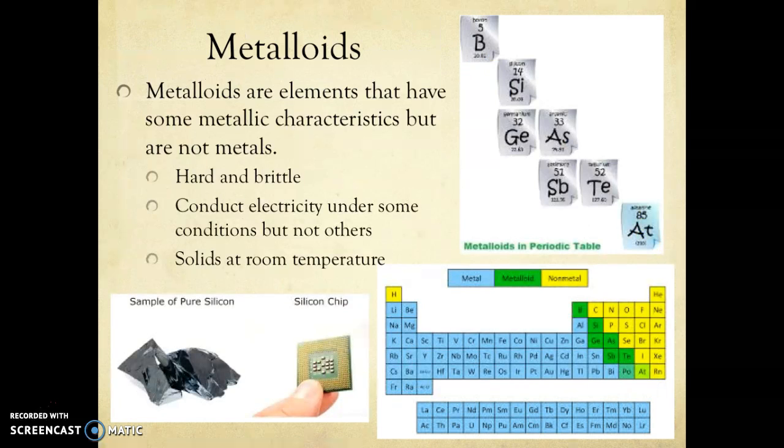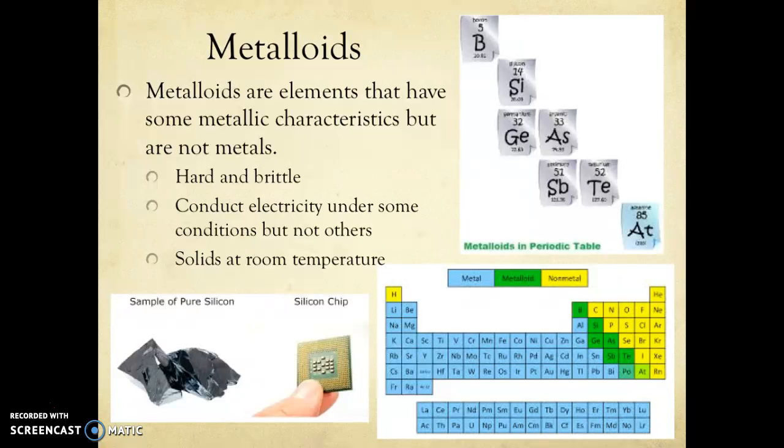We also have something called metalloids. These are elements that have some metallic characteristics, but they're not actually metals. They are hard and brittle. Some of them can conduct electricity under some conditions, but not all conditions. And for this reason, we call them semiconductors, which isn't necessarily a word you need to know for vocabulary, but just so you know.